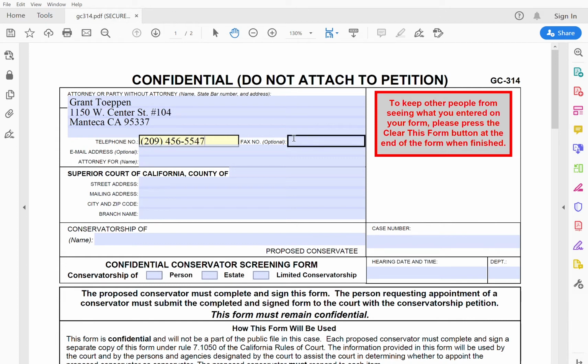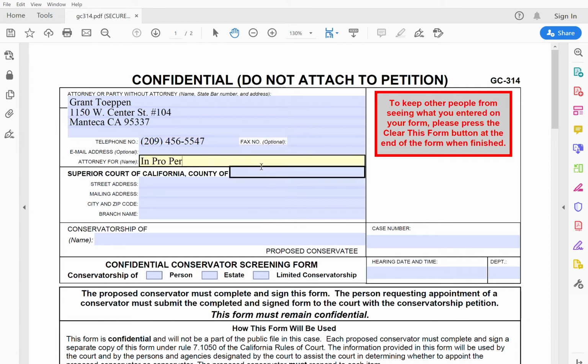Best number to reach you at, fax is optional, email is optional. You are attorney for yourself. In pro per, it's Latin for basically you're self-represented. You're an attorney for yourself.